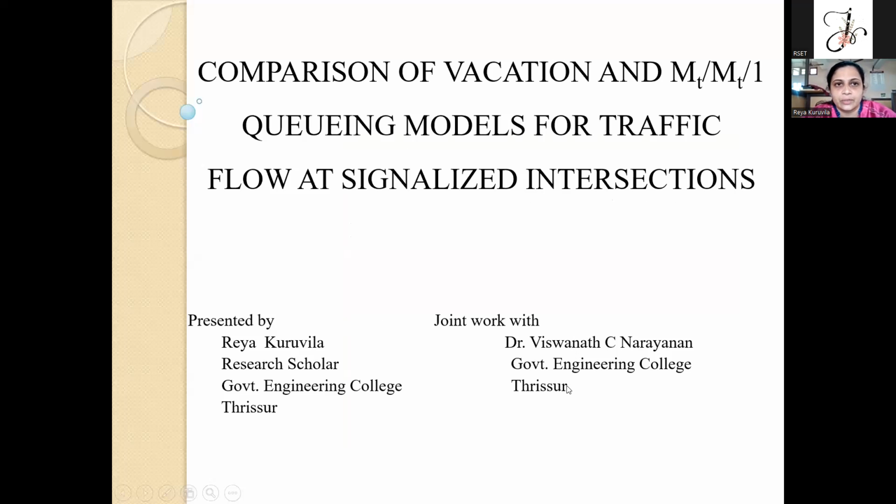So good afternoon, everyone. My name is Rhea Kuruvilla, and I am doing research under the guidance of Dr. Vishwanath C. Narayan at Government Engineering College, Thrissur. The topic of my paper is comparison of vacation and M/M/1 queuing models for traffic flow at signalized intersection.